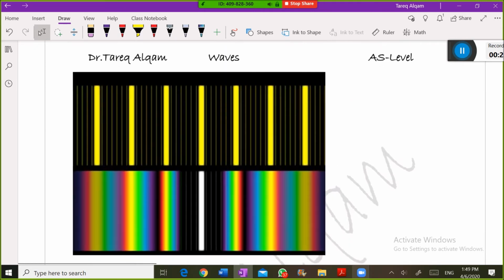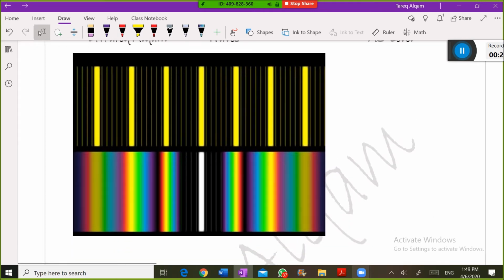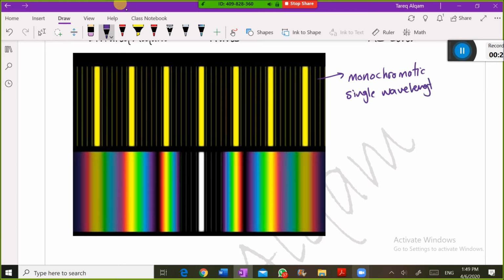Here, guys, if I use a monochromatic source, does anyone remember what monochromatic means? It has one wavelength. Exactly, a single wavelength. Monochromatic light has a single wavelength. If I did not use a monochromatic source, if I used a white light source, this is if I use a monochromatic source.